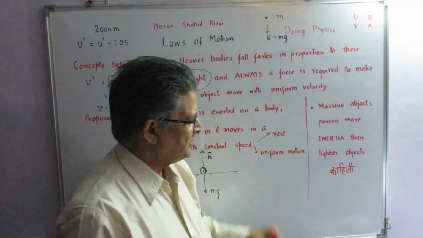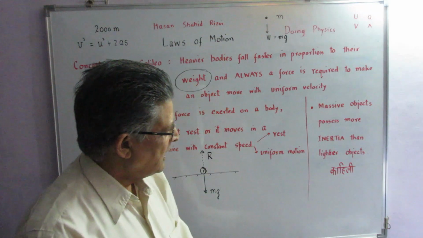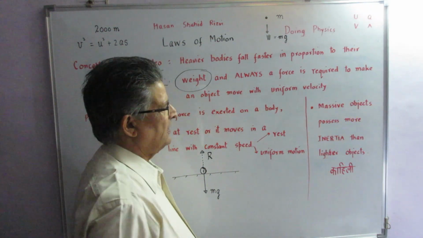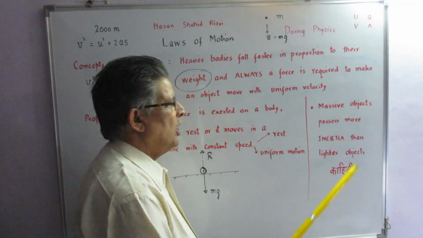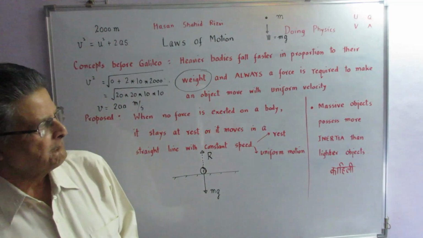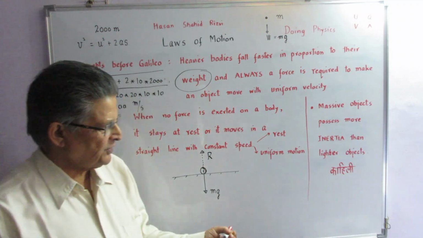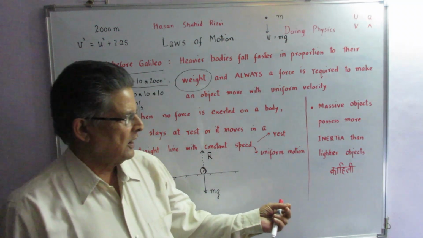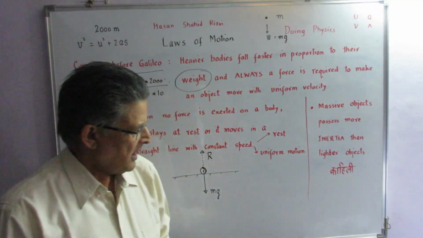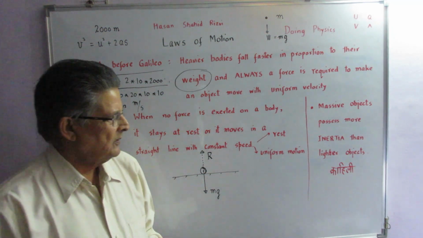While working on these things came the concept of inertia, and it was found that massive objects possess more inertia than lighter objects. So the inertia of an object is manifest by the element known as mass associated with it, and I'm just giving you a hint.